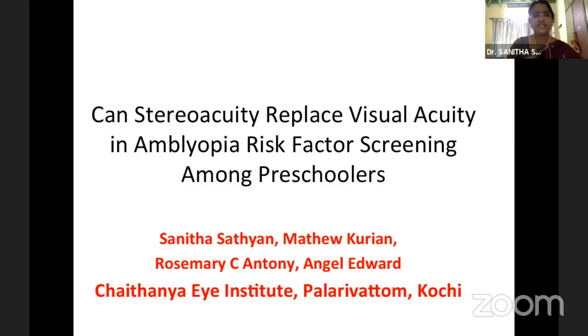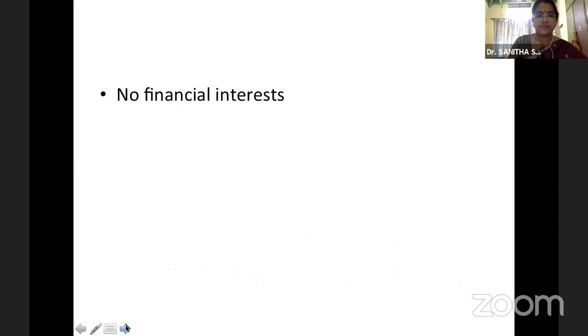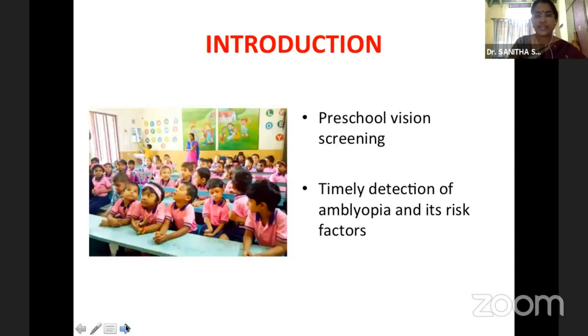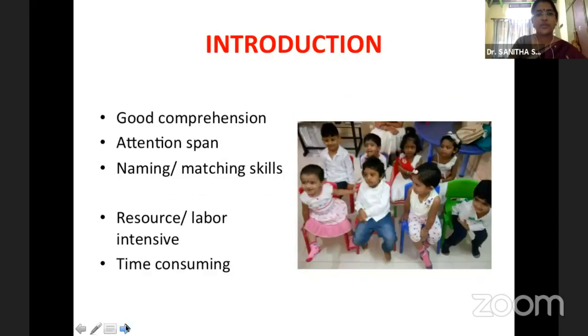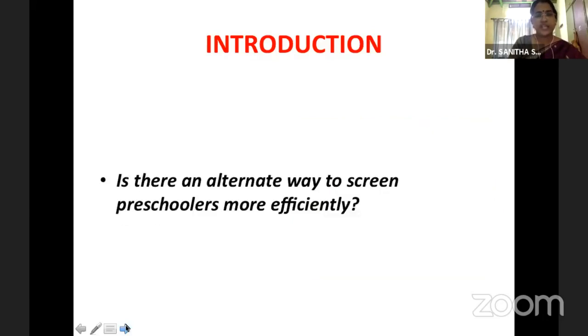My title is Can Stereo Acuity Replace Visual Acuity in Amblyopia Risk Factor Screening Among Preschoolers? We know preschool vision screening is aimed at timely detection of amblyopia and its risk factors. The conventional methods include age-appropriate visual acuity charts. And this requires good comprehension, attention span, and it is a resource and labor-intensive, time-consuming procedure. So is there an alternate way to screen preschoolers more efficiently?